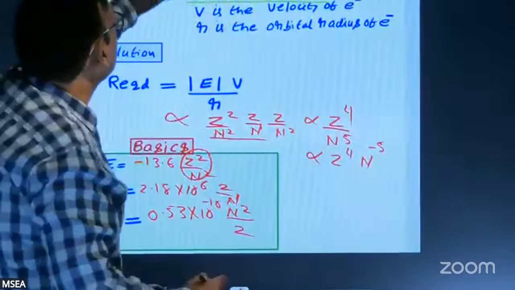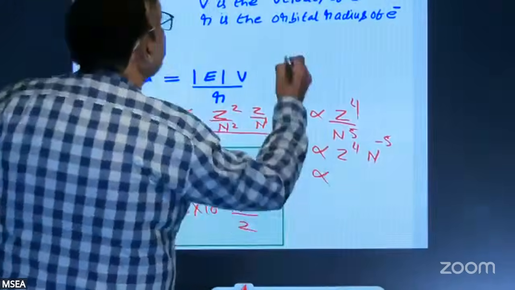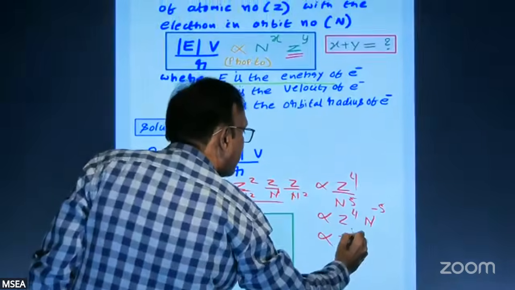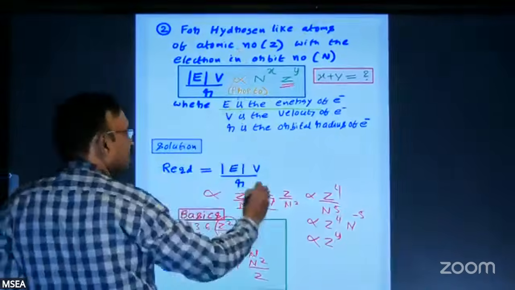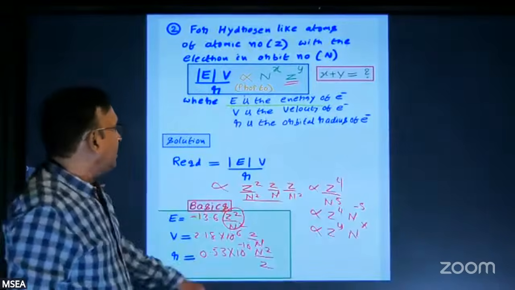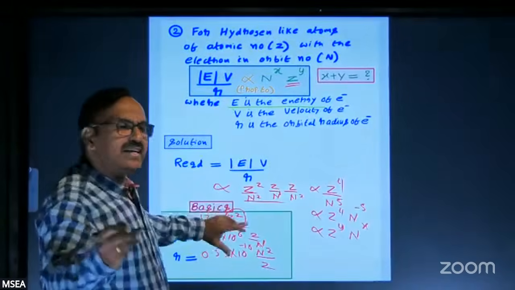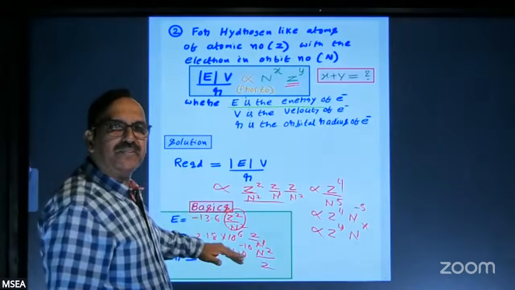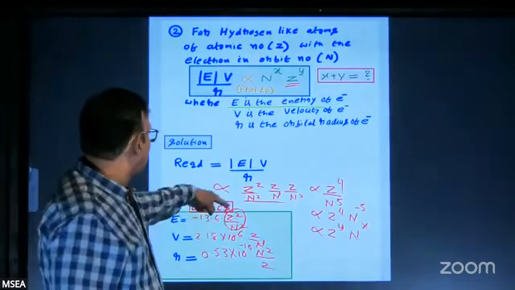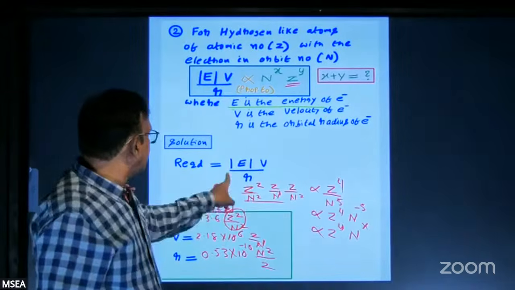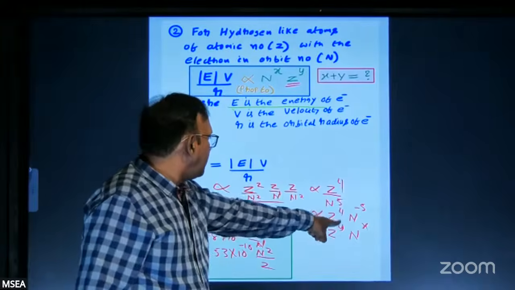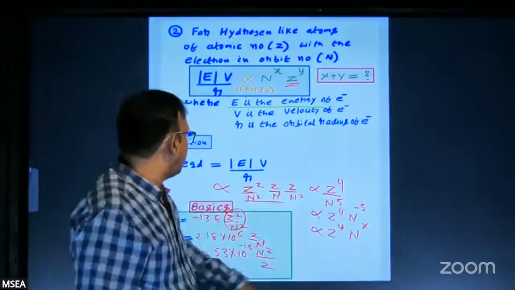He said that this particular required ratio is directly proportional to z to the power of y into n to the power of x. The only thing is, you have to be very good at this formula. You have to know that the constant terms can be replaced by the proportionality sign. After doing these things, the required ratio we got is z to the power of 4 into n to the power of minus 5.